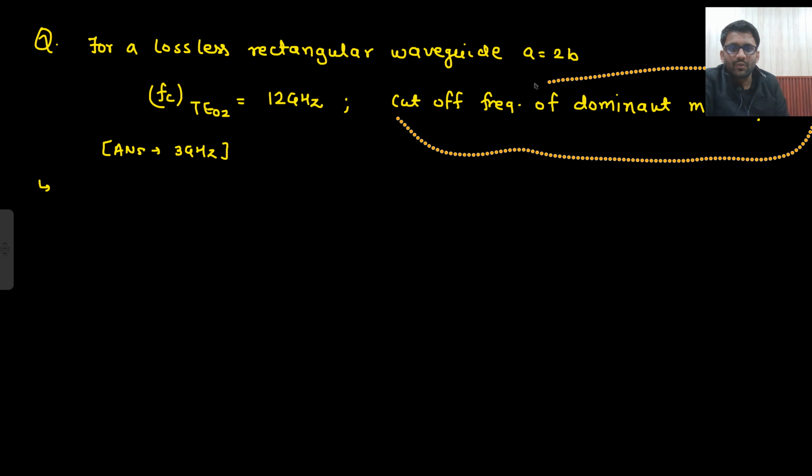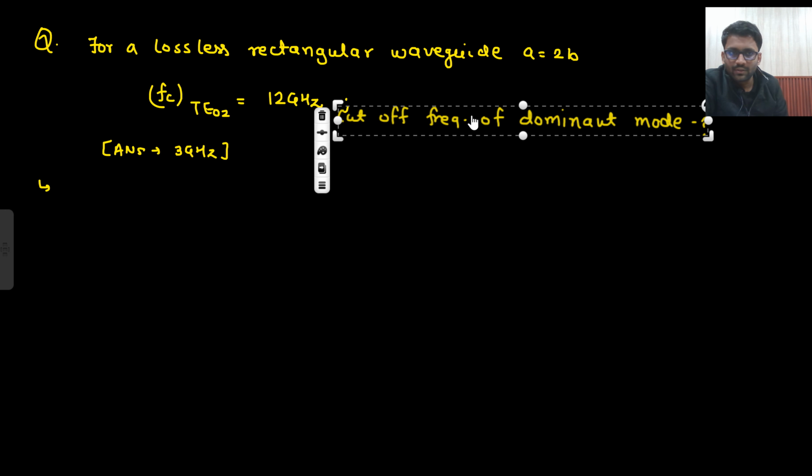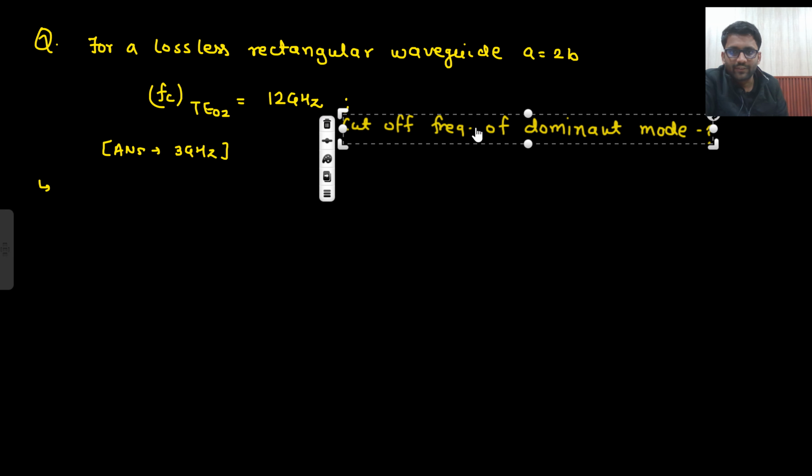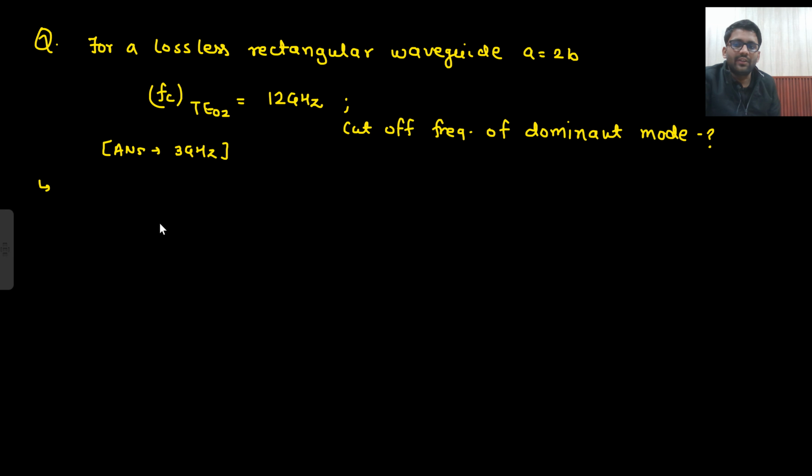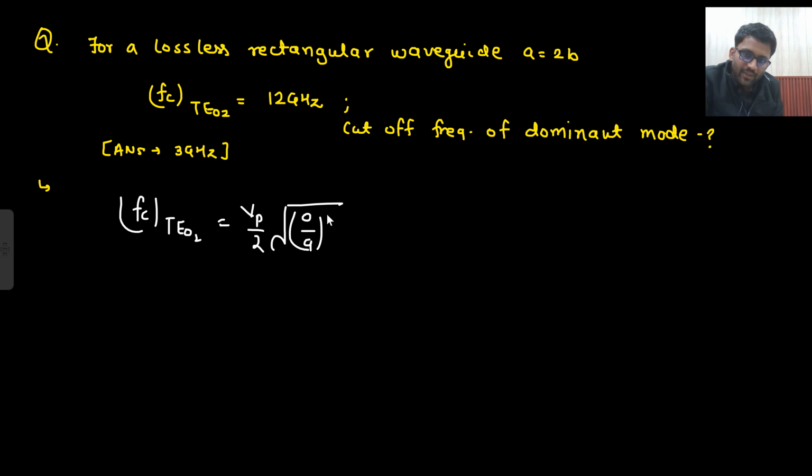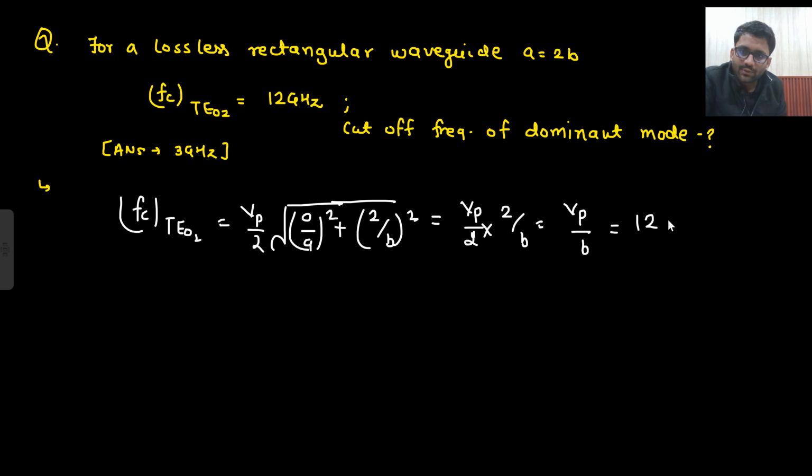Let's see this one. Cutoff frequency of the dominant mode they are asking. FC for TE02 they have given. So what will be the formula? Vp by 2 under root M by A whole square plus N by B whole square. So what you are getting? Vp by 2 into 2 by B, that would be Vp by B, and that is equal to 12 gigahertz. That means 12 into 10 to the power 9.